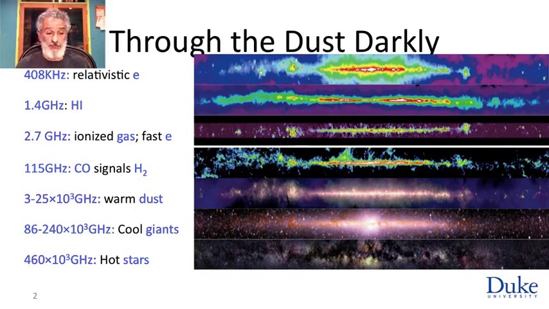Moving to a higher frequency, a still shorter wavelength, the 2.7 gigahertz, notice that the wavelength of the 21 centimeter spin transition is rather sharply defined. You change the frequency, you don't see the atomic hydrogen anymore. At 2.7 gigahertz, we're looking at emissions by ionized gas and also fast, albeit not relativistic, electrons. And again, we see Cassiopeia A as a source.